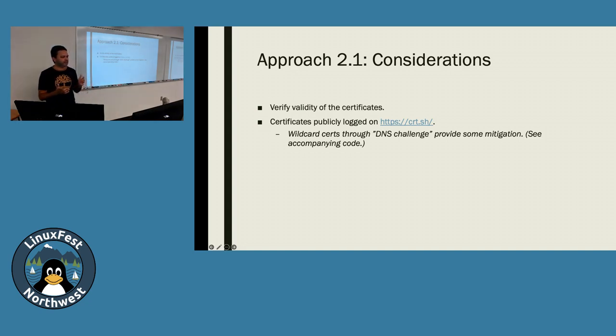For example, some reverse proxies like Traefik or Caddy already have inbuilt support for automatic certificate renewal. The other thing to keep in mind is that these certificates are logged publicly. So there is this website where you can look at any domain to see all the certificates that were generated for it through a public CA. There is some mitigation for that if you use wildcard certificates.